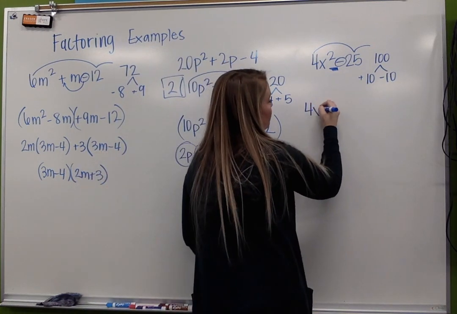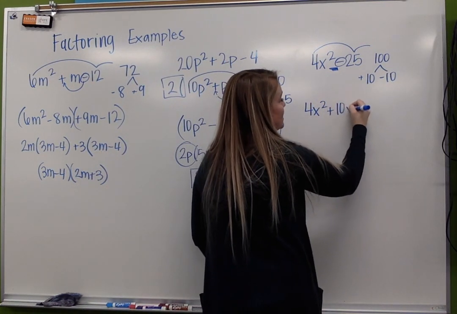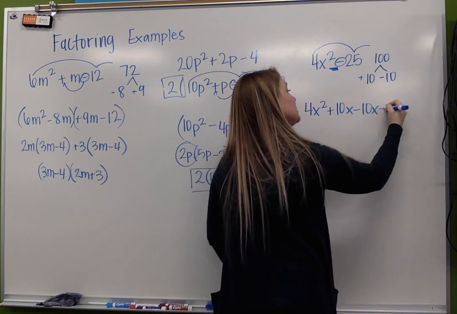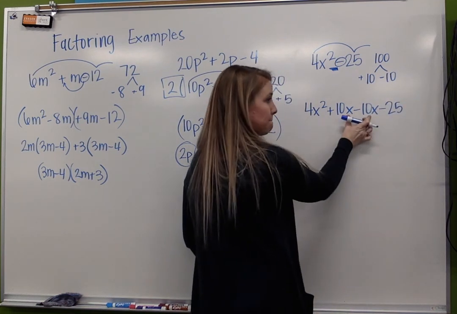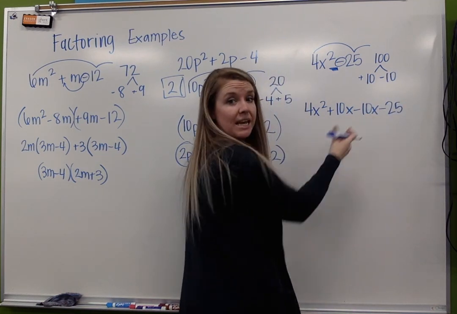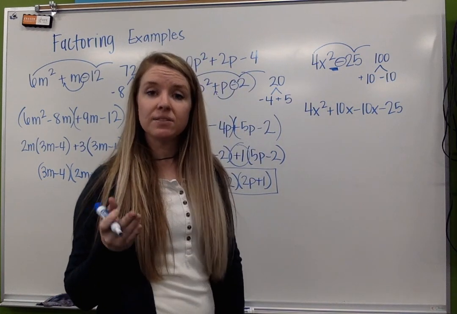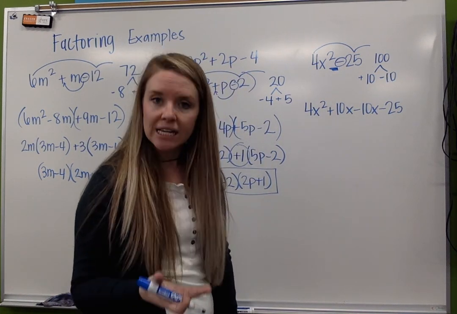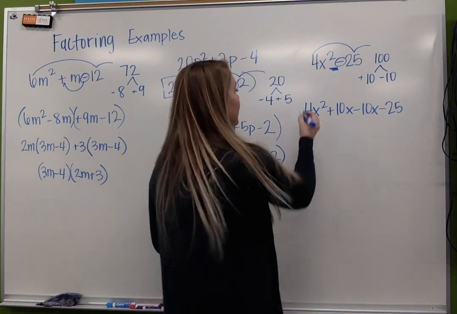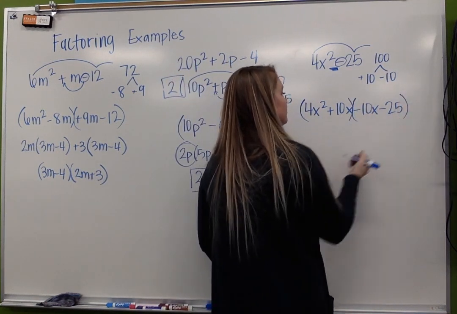So I'm going to have a 4x squared plus 10x minus 10x minus 25. Okay, those middle terms are the same, just opposite signs. Positive 10 minus 10 is 0. That's why there's no middle term. And I factor by grouping.